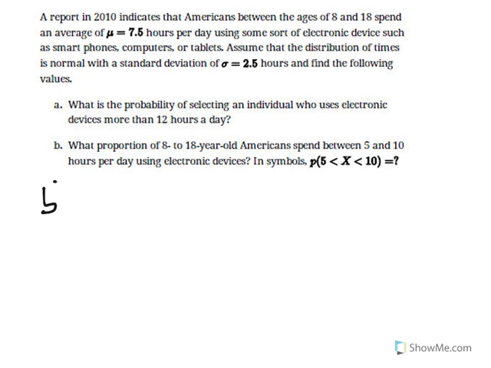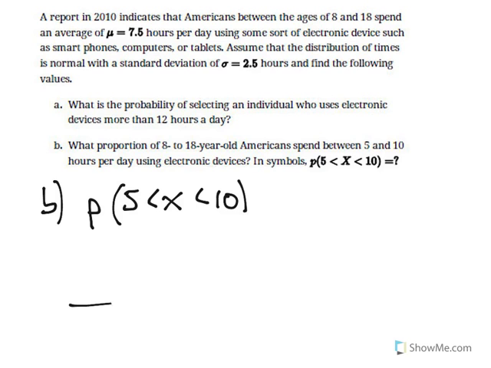B now is going to be a little bit different. So here we're looking for the proportion of 8 to 18-year-old Americans who spend between 5 and 10 hours per day. So we're looking for people, so those are the people, right, X, that spend between 5 hours and 10 hours a day.